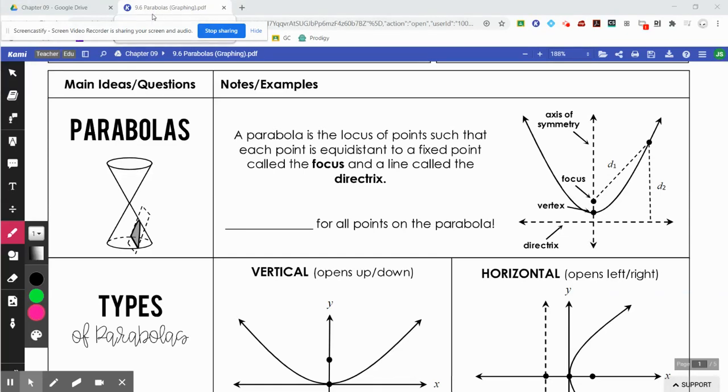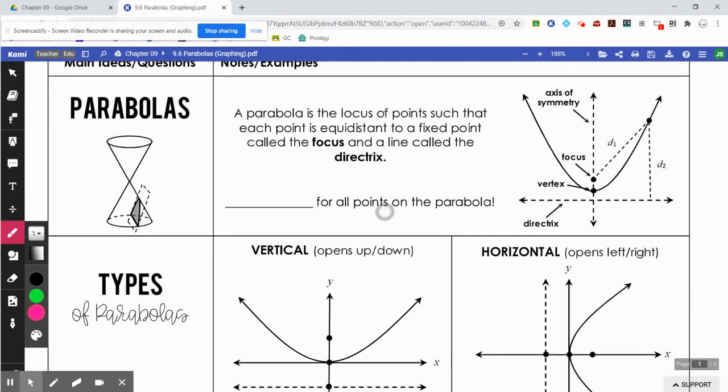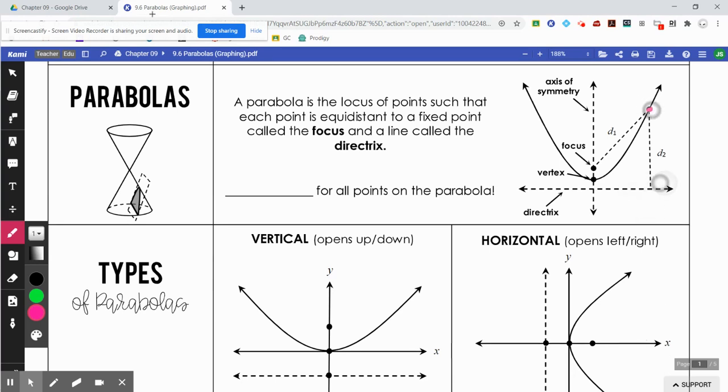Okay, in this video, we're going to start talking about another conic section called the parabola, and we've discussed parabolas in the past already. A parabola is the locus of points such that each point on that parabola is the same distance from a fixed point called the focus, which is right here, and a line called the directrix. Now, when we say distance to a line, make sure that distance must be a perpendicular distance.